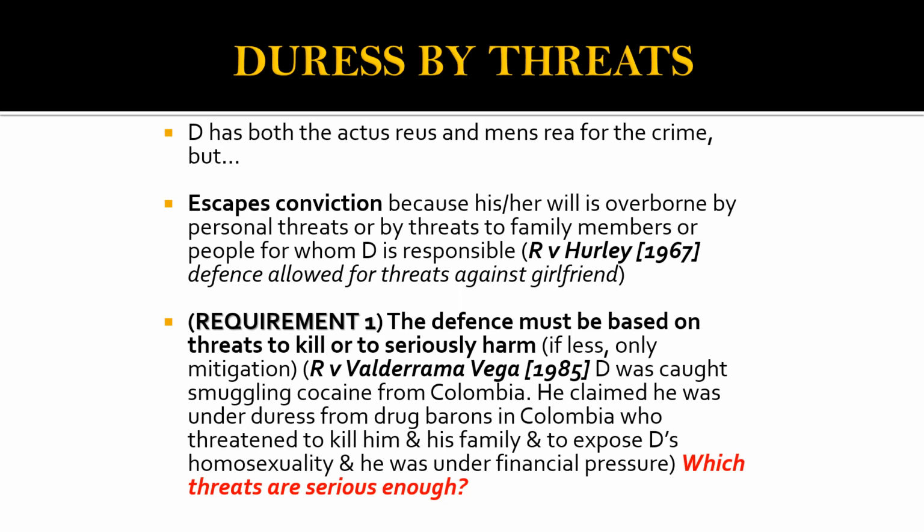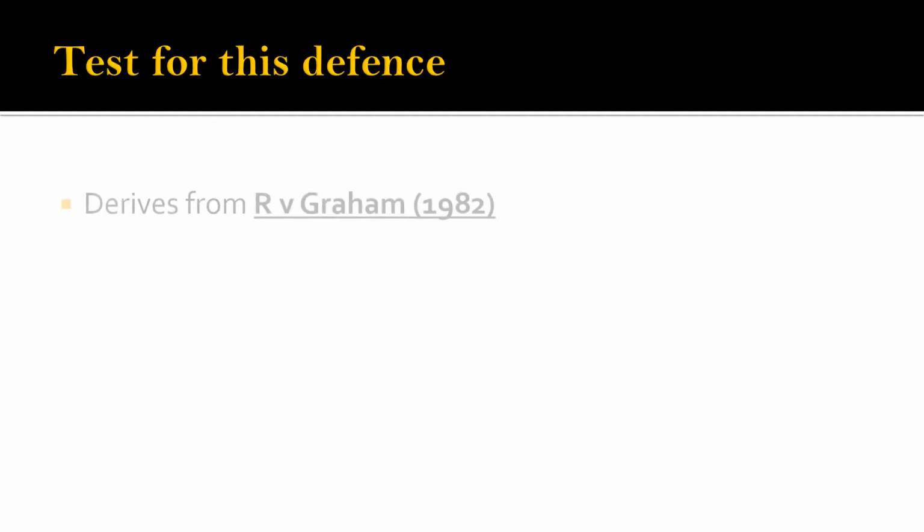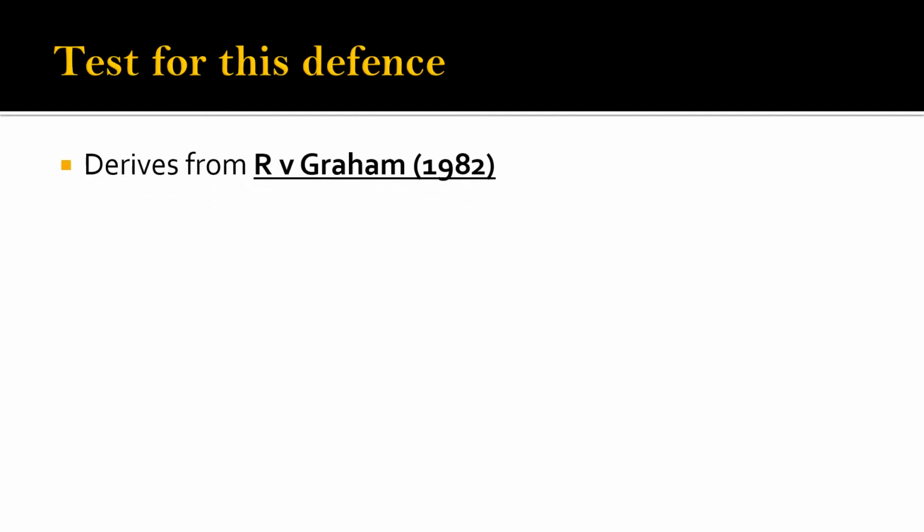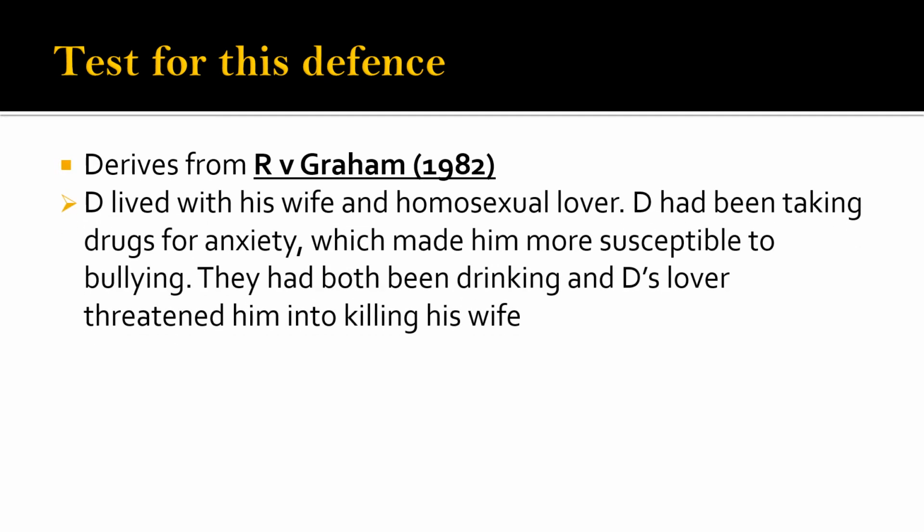So when you're summarising this law, you should start with the definition of the defence, the limitations in relation to murder and attempted murder, and then you can list the requirements. So requirement 1, we've just gone through. And we will go through the other requirements in a second, but I just want to take you through the test for this defence. The test comes from the case of Graham.